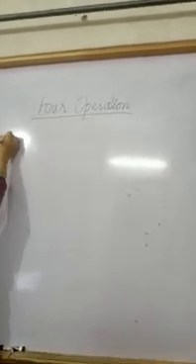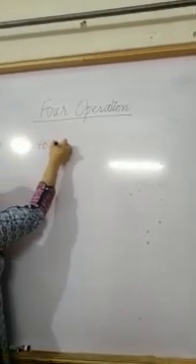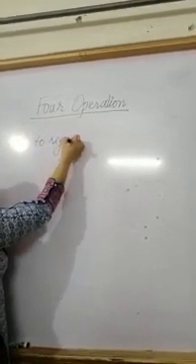Good morning, students. Today we are going to revise the topic of the four operations from the first term. As we know, there are two types of rules we usually use in grade 5. The first one is the left to right rule, and the second one is BODMAS.